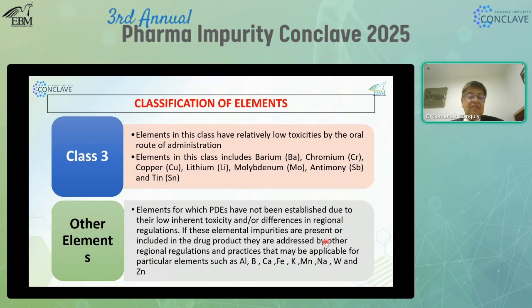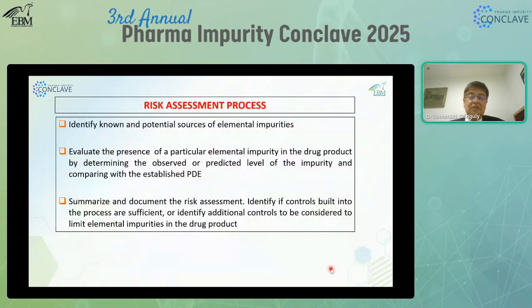And other elements, apart from that, there are a lot of elements like aluminum, boron, iron, calcium, potassium, manganese, sodium. Based on your use in the process, you have to consider them, but they are not specified under the ICH category. Okay. Now, the risk assessment process.